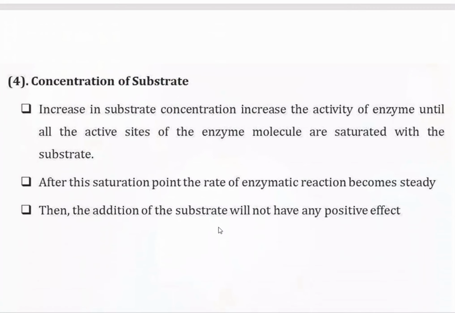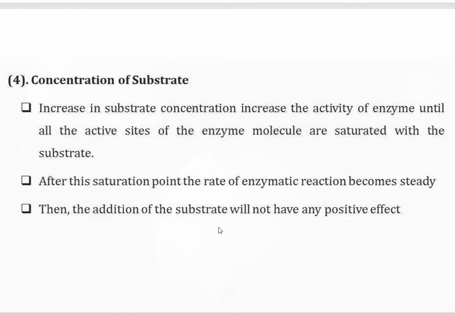Now, number 4, concentration of substrate. We know that the enzyme binds with the substrate to form the enzyme substrate complex, which then dissociates to form enzyme plus product. So, increasing the substrate concentration increases the activity of the enzyme until the active sites of the enzyme molecules are saturated. When it reaches saturation, that is the maximum velocity, which is called the Vmax.